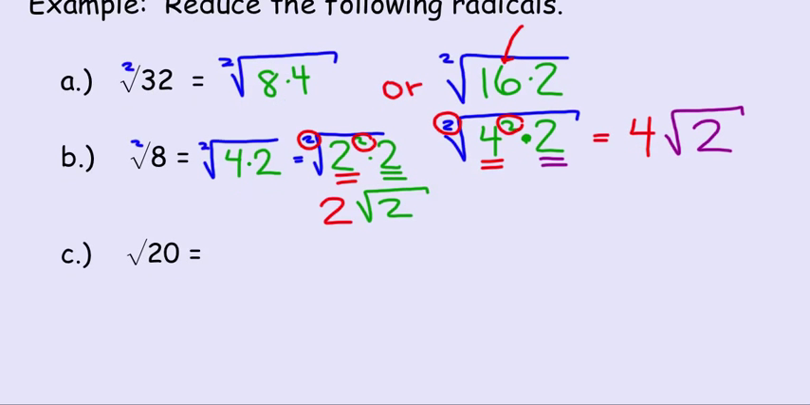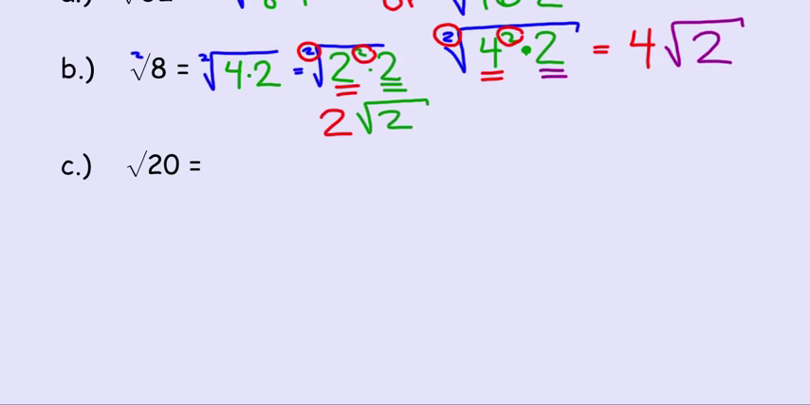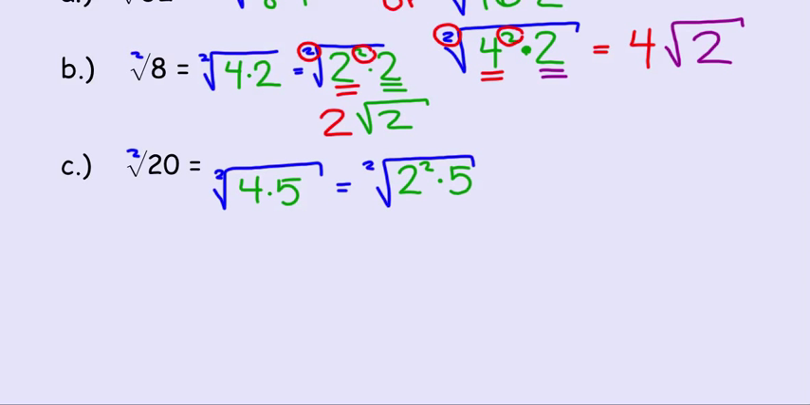Last example in this video, square root of 20. Try it on your own if you want. Index is 2. We say the square root of 20. A couple ways to write 20. 10 times 2. 4 times 5. 4 times 5 would be the better choice. Now rewrite 4. 4 is the same thing as 2 squared. Then you have a 5 left over. Index and power match up, so this 2 comes out in front, and then the 5 is left underneath as a radical.